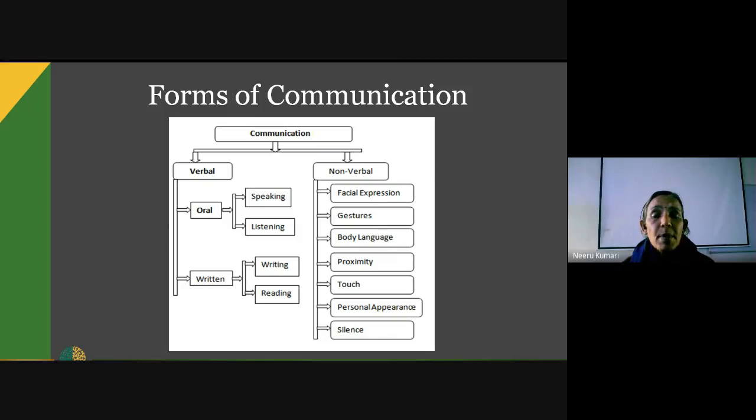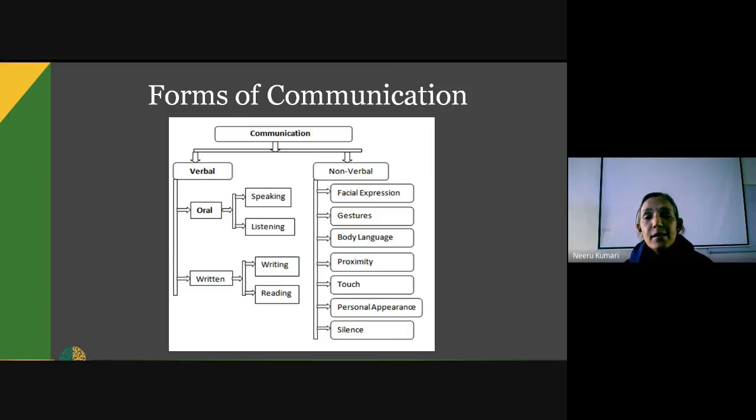So keeping all this in mind, you are showing it not only with your words, with verbal communication, but also with non-verbal communication. The way you dress up matters a lot, and that is conveyed through your body language.